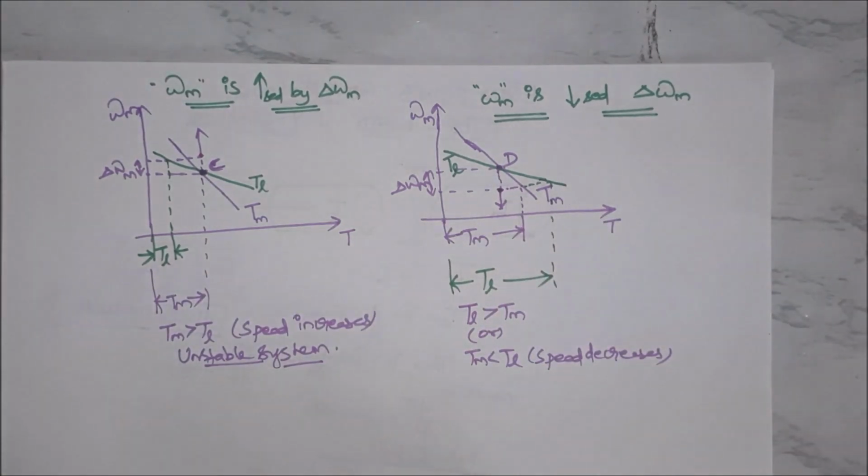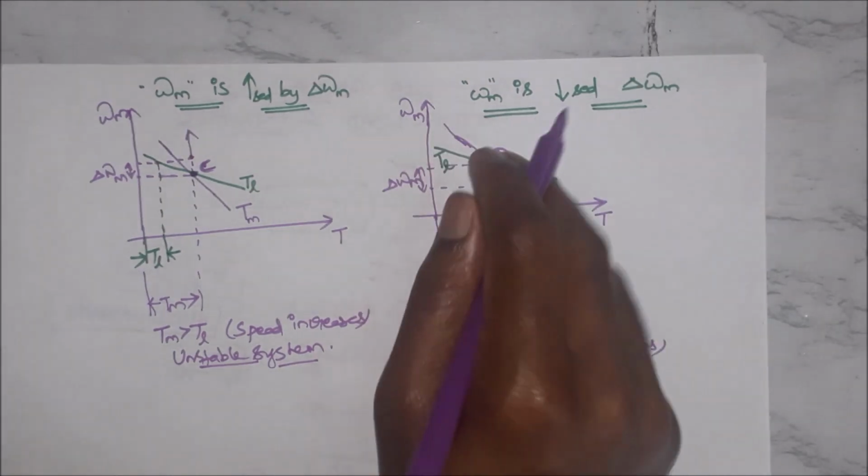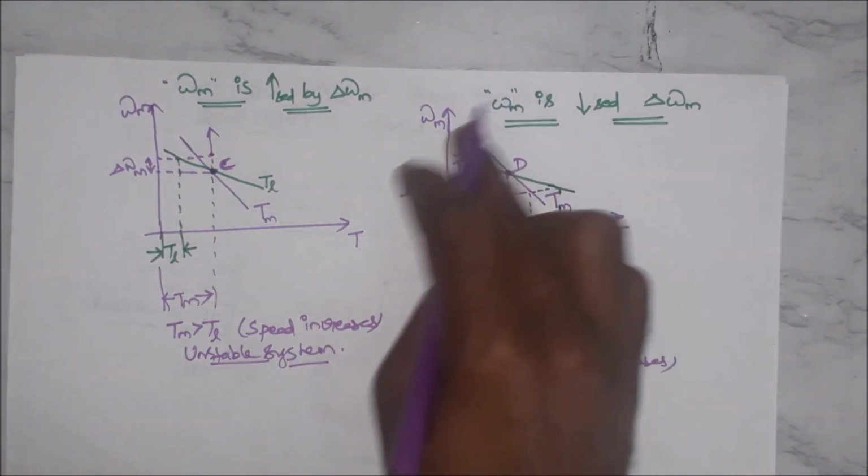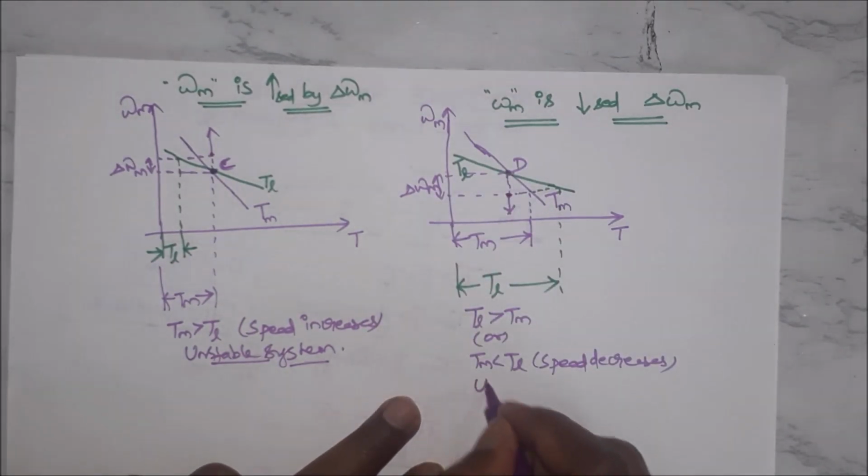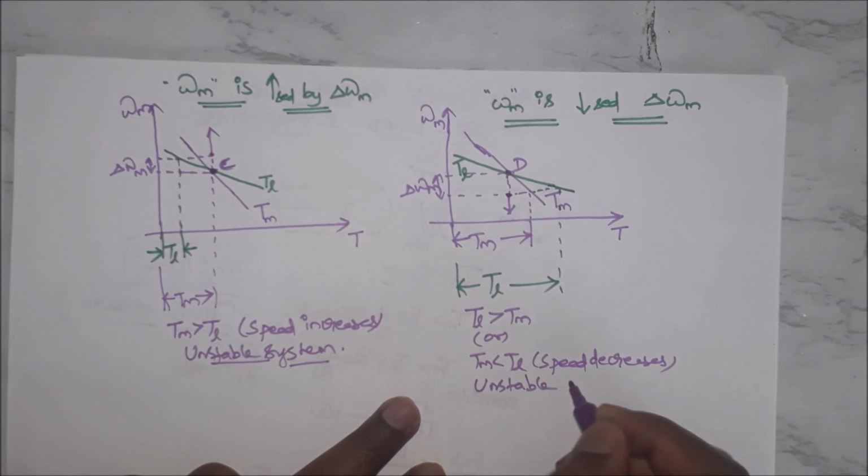Hence, steady state stability or the equilibrium is never reached by this sort of typical speed torque characteristic of a drive. So this is an unstable system.